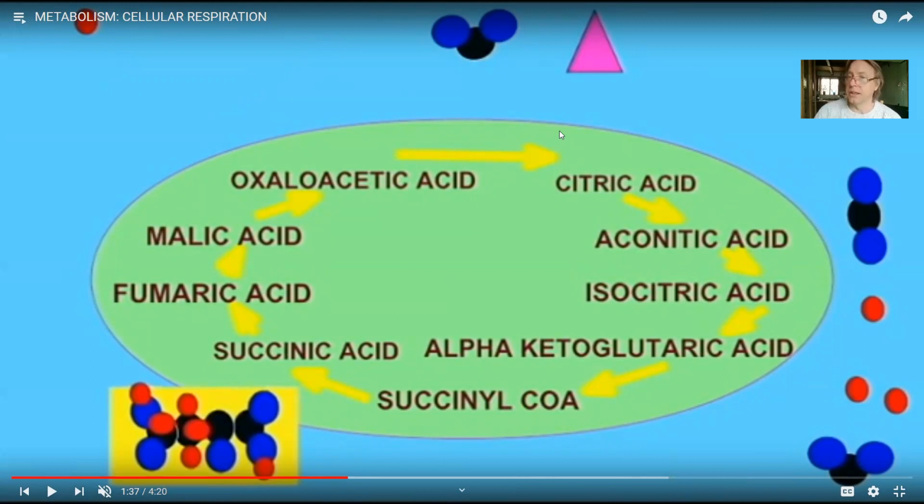So in the Krebs cycle, if you wanted to sum it up in a sentence or so, one could say that the carbon from the food you eat gets added to a starter molecule, and that is converted into carbon dioxide over a series of steps.